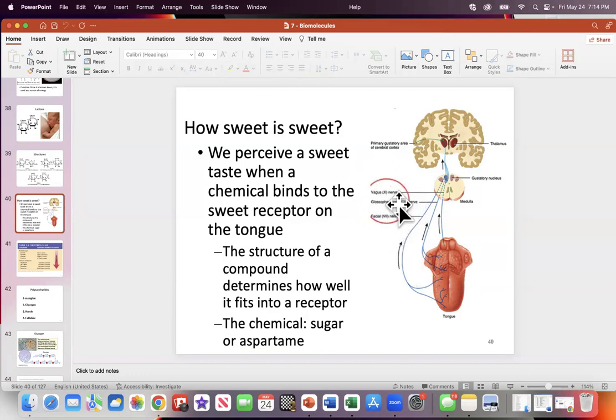Don't worry about these three. You will learn that in AP1. And they will send the signals to the thalamus. Thalamus also, you will learn it in AP1. That's the brain area. I call it the train station because the information goes to the thalamus, then will go to different cortical areas, to your cerebral cortex, so to the gustatory area. So finally, you produce the sweet sensation.